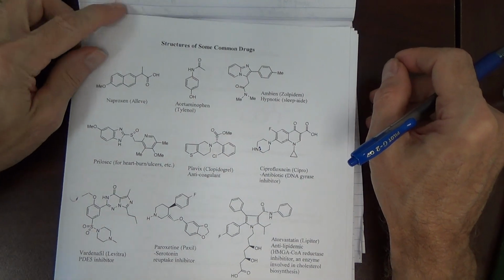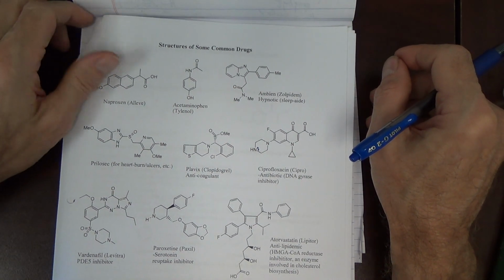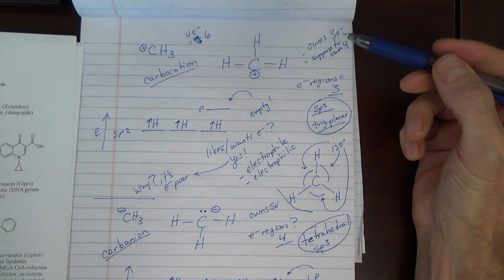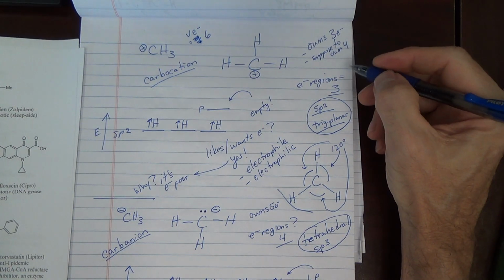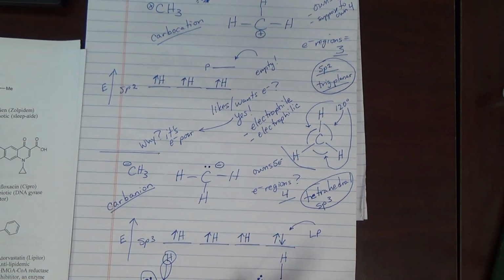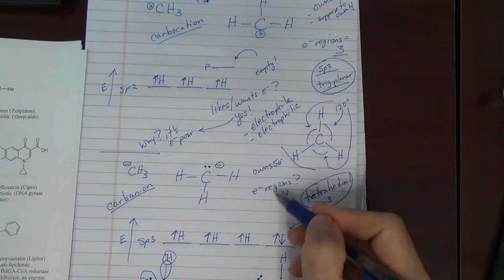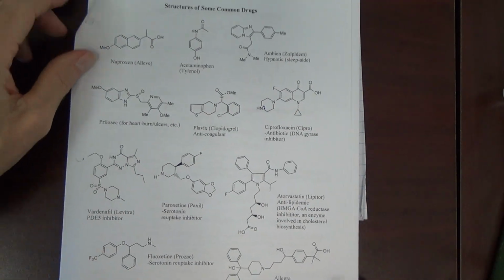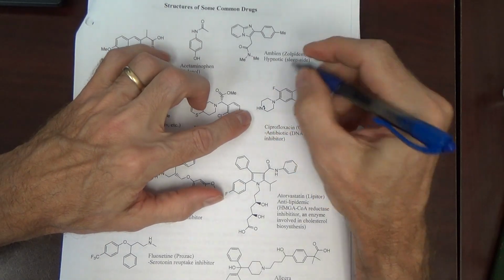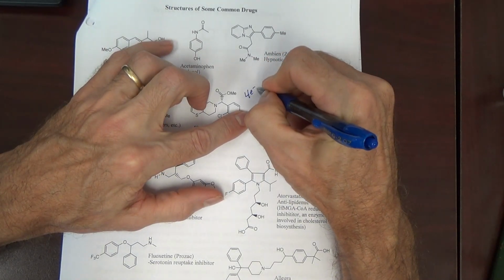All right. Back over here. Well, the first question we ask is how many electron regions are around the atom. It doesn't matter if it's nitrogen, we're still going to ask the same questions. All right. 4 electron regions.